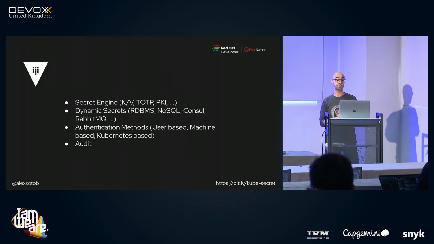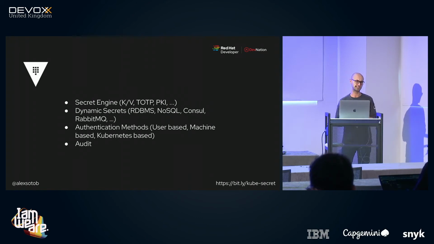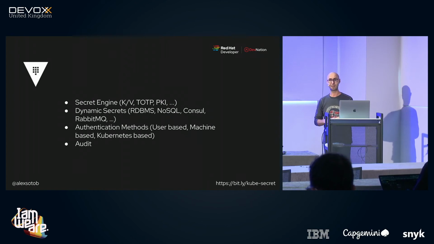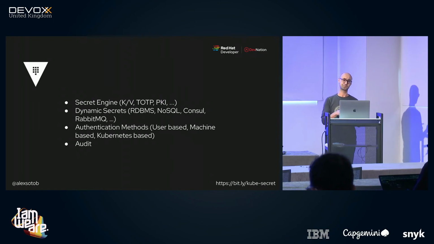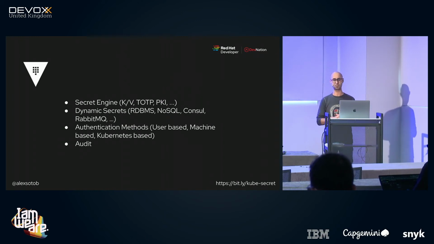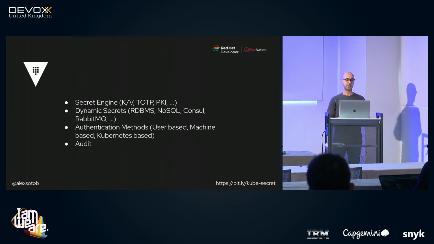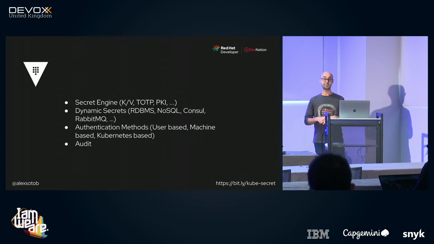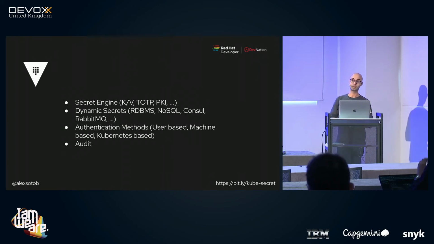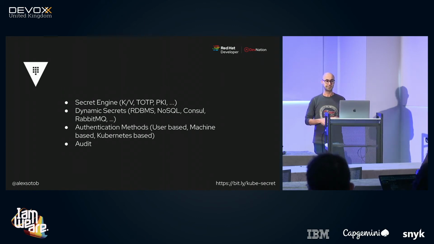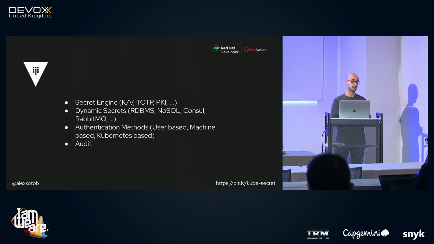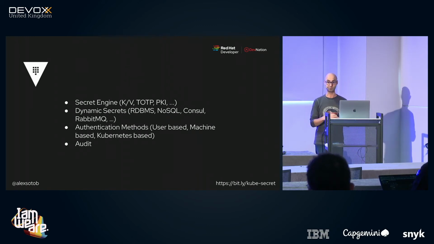Vault also has one thing called dynamic secrets. As far as I know, I think that the Amazon, Azure, and Google secrets managers do not have that concept. That is a secret that is dynamic. And keep in mind one thing. If there is no secret, it means that there's nothing to protect. And maybe that's the best way to work.